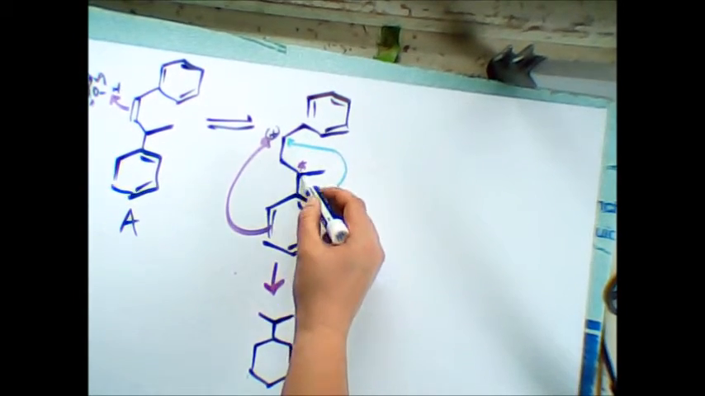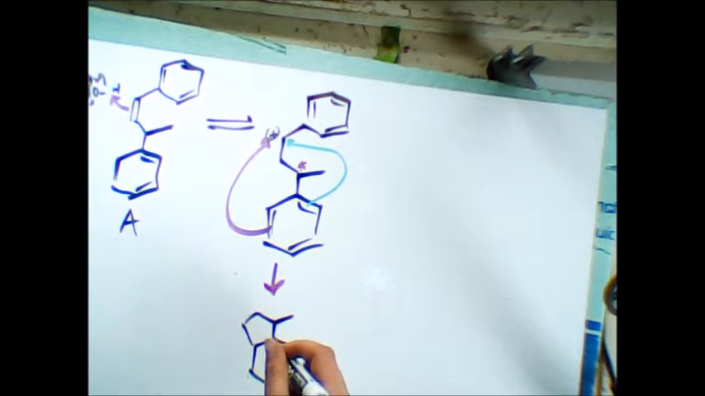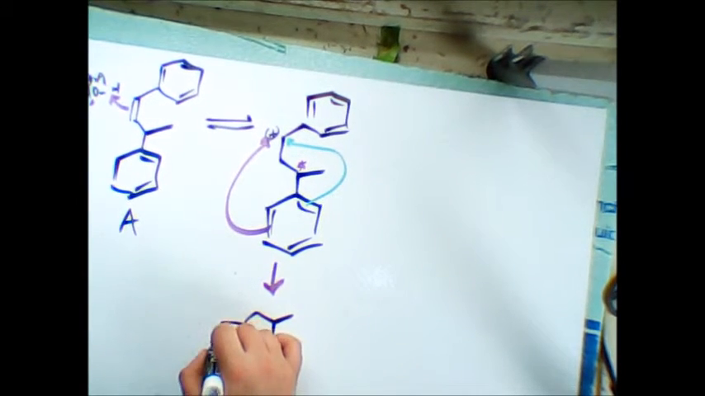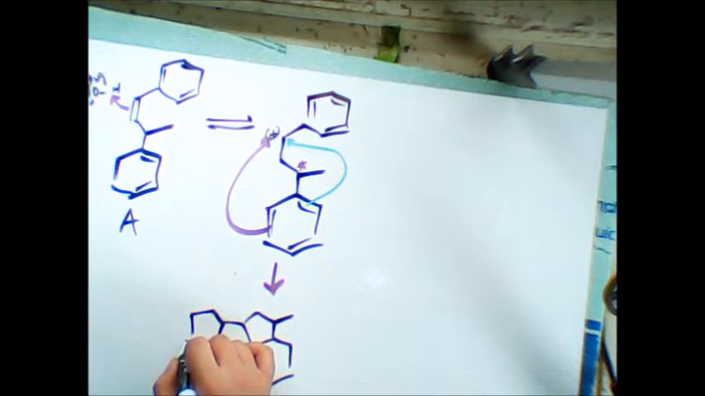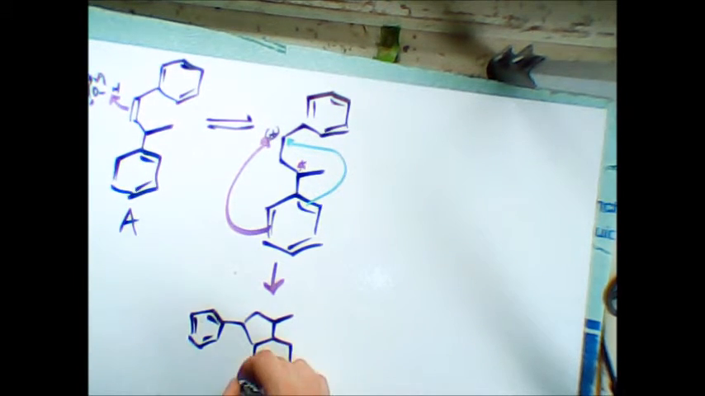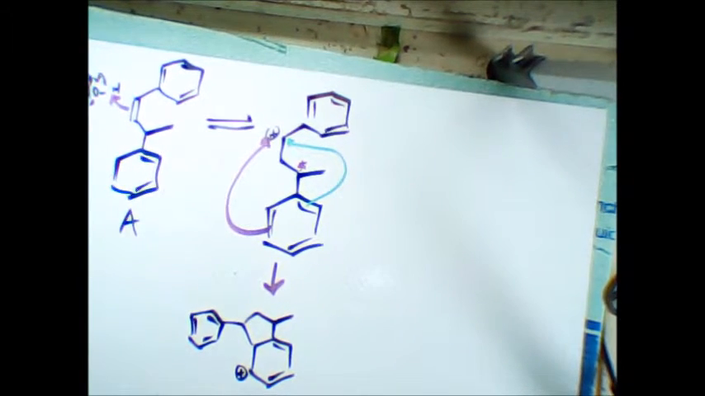One, two, three, four, five membered ring, with the benzene sticking off of it. Very terribly drawn benzene. And then you'll just get an H removed to send that guy back to his aromatic self.